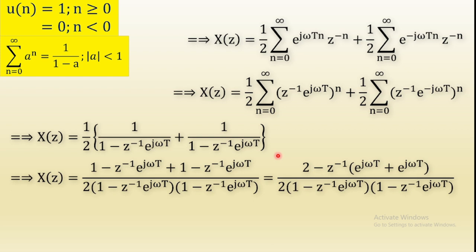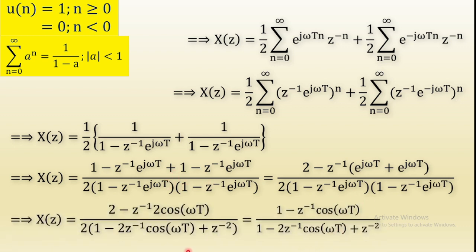Now take the LCM. The LCM is (1 minus z inverse e power j omega T)(1 minus z inverse e power minus j omega T). After taking the LCM and reducing the RHS term, finally we get the Z transform of the given sequence as (1 minus z inverse cos omega T) by (1 minus 2 z inverse cos omega T plus z power minus 2).